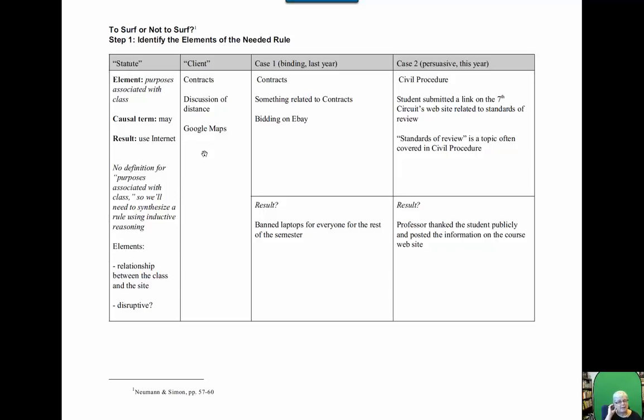So there are some gaps here in what we know. We don't know when the student gave the information to the professor, whether the student uploaded it to the course website, whether the student emailed it to the professor.